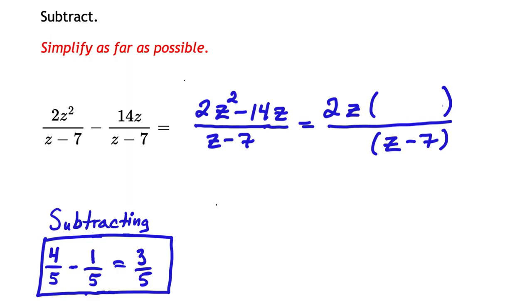So here's how it works. You're going to take the 2z and say, what do you multiply 2z by to get 2z squared? And that would be z. Next, what do you multiply this 2z by to get the negative 14z? And that would be a negative 7. And that's what goes in the parentheses.